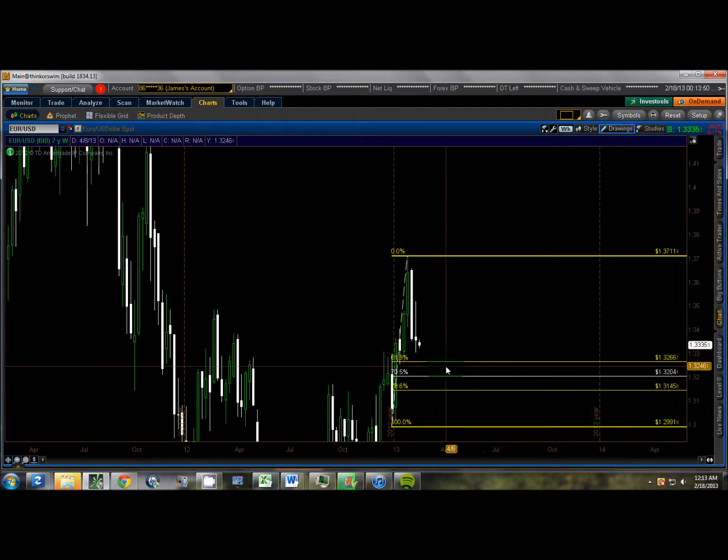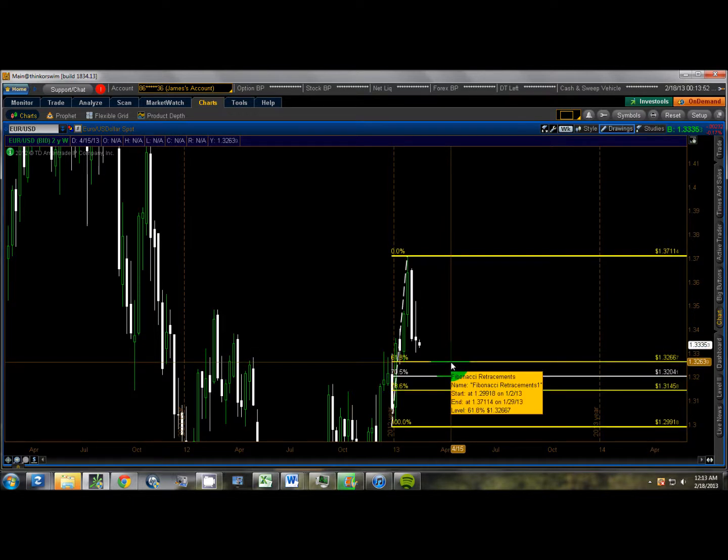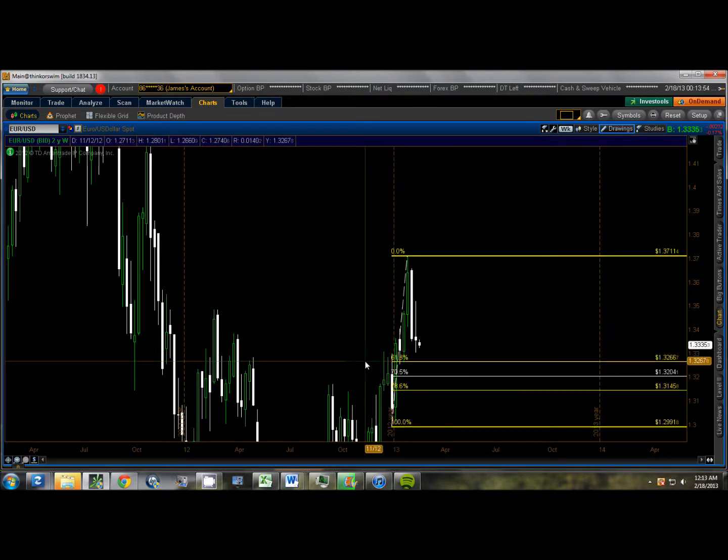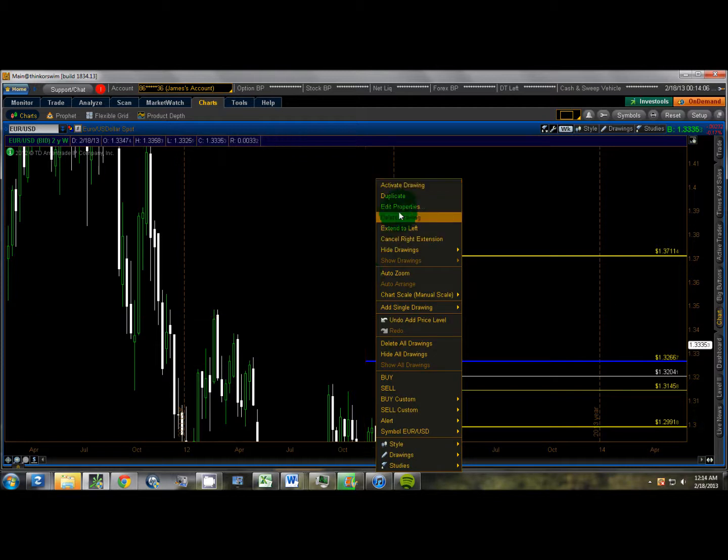I'm going to drop a horizontal line right where this 62% level would be. Right, so I'm going to go ahead and just drop this horizontal line. Where is that? 132.66. So that's 132.67.8. That's close enough. All right, so I'm going to drop this horizontal line right there, and then I'm going to edit the properties.